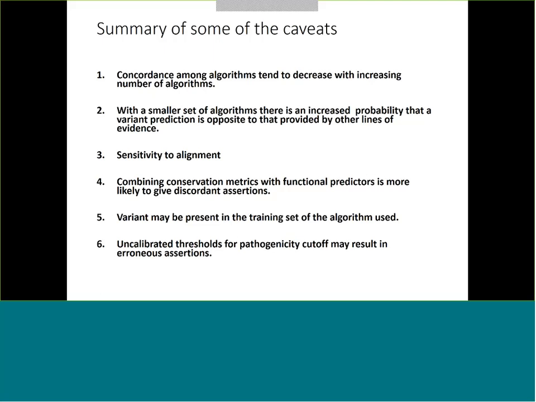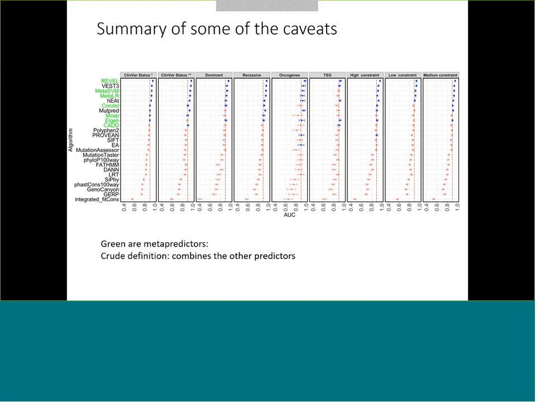This would probably be true for most algorithms, where the ClinVar variants are from earlier ClinVar releases, but the newer ones may not already be in the training set. But it's good to check if a training set is available. And the other thing, which Jonathan brought up, is that uncalibrated thresholds for pathogenicity may result in erroneous assertions. So ideally you would need a way to calibrate it. So if you go to the next slide, Jenny.